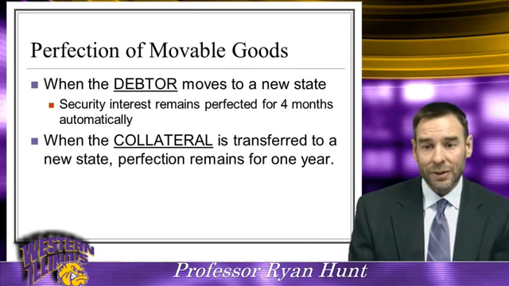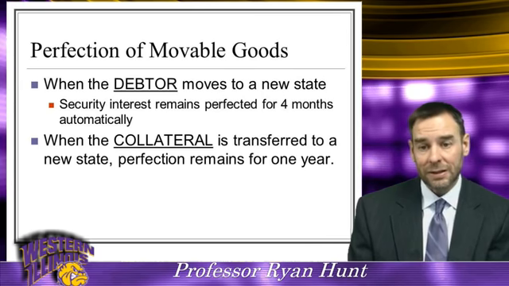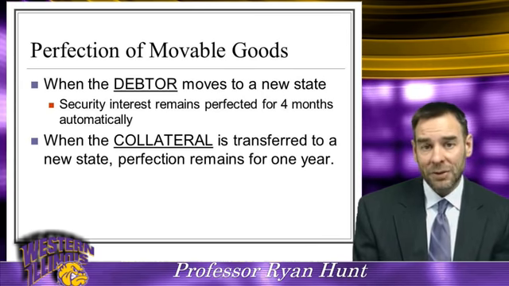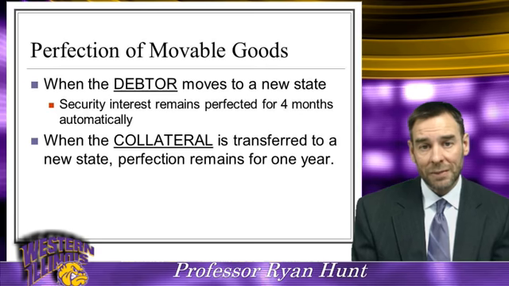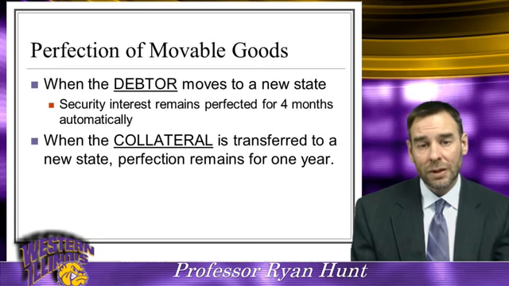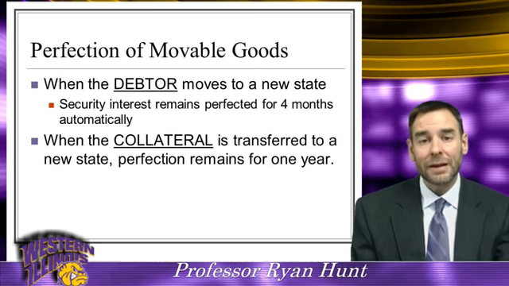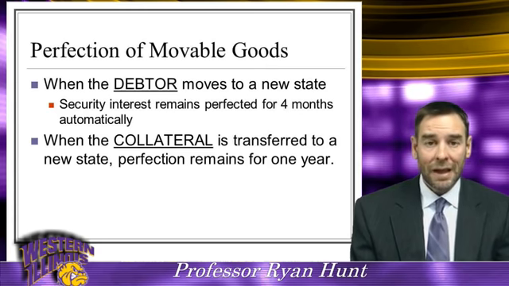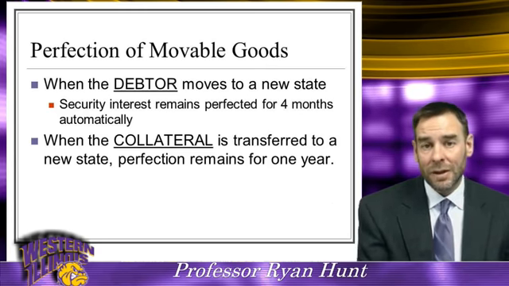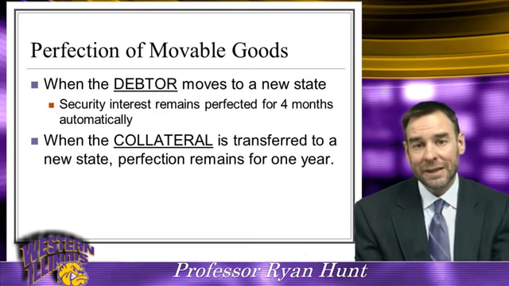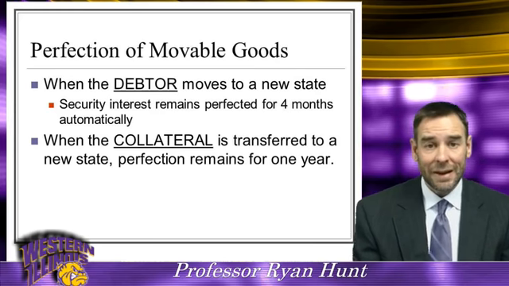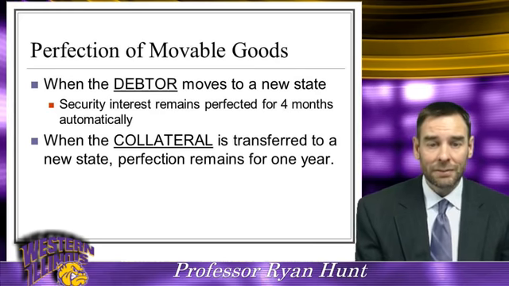Well, we have our rule. When the debtor moves to a new state, the security interest in that collateral remains perfected for 4 months. So that means the original security agreement or interest filed by the Illinois bank remains good for 4 months. After that, if it's longer than 4 months and they haven't filed in Texas, then there's a lapse, and now the Texas bank would take priority.